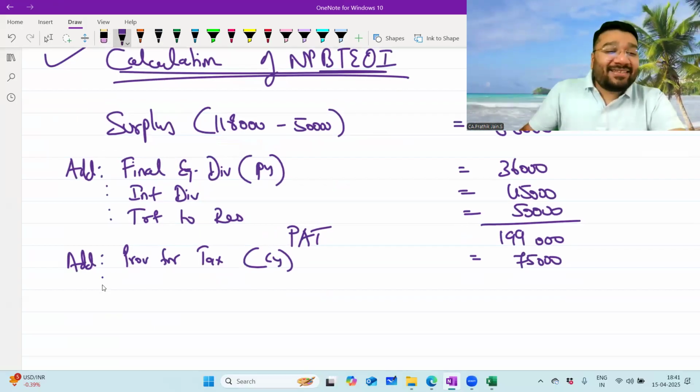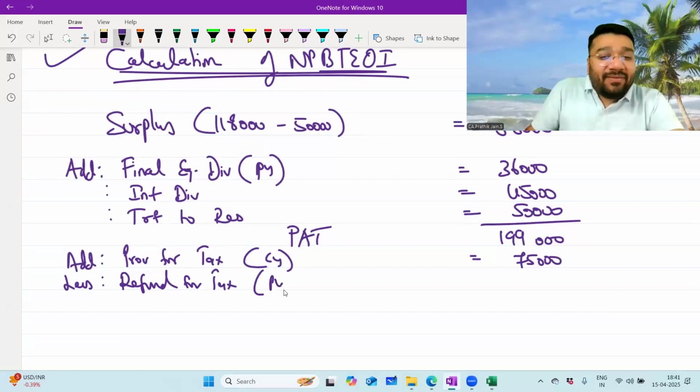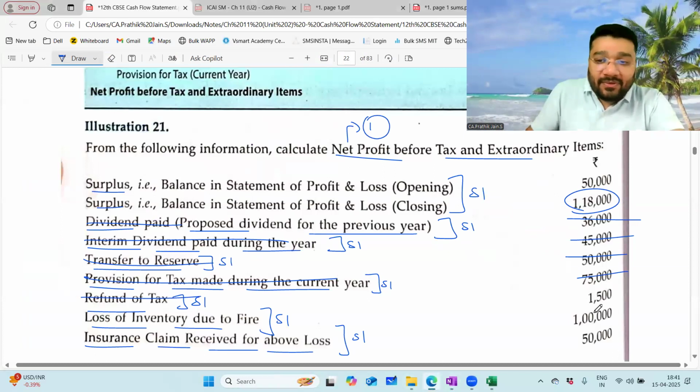Now, next, less refund of tax. Which year? Previous year. How much? Only 1,500.